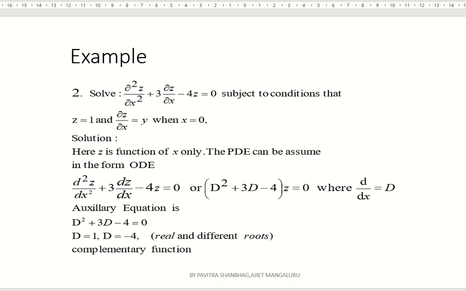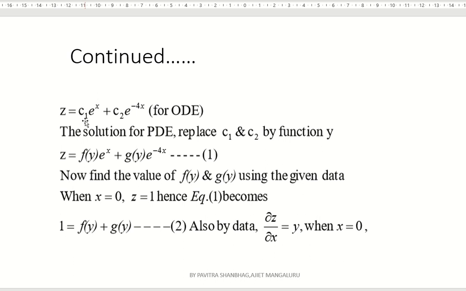Now we need to obtain the solution for the PDE. How to obtain it? Just replace c1 and c2 by f(y) and g(y), because they are functions of the other variable. So z equal to f(y) e power x plus g(y) e power minus 4x. Now we need to find f(y) and g(y) using the conditions. What are the conditions given? x equal to 0, z equal to 1. So 1 equal to f(y) e power 0 plus g(y) e power 0, or f(y) plus g(y) equal to 1.